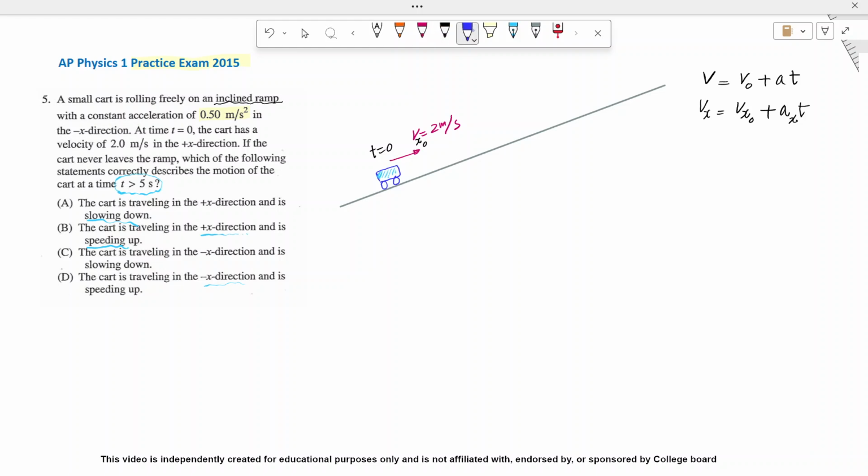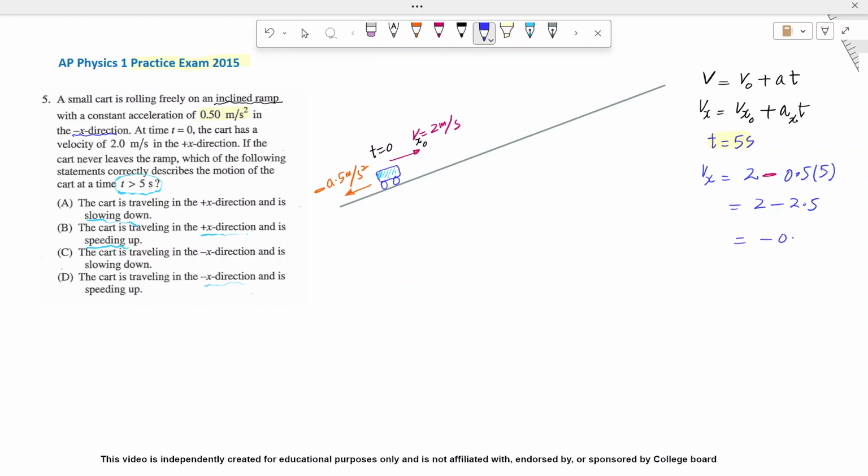So for example, at t equal to 5 seconds, what is its velocity? Its velocity is 2 plus acceleration, which is negative, because acceleration is directed backward, meaning this cart is slowing down. Because there is some force which is opposing the motion of the cart. So we should write here 2 minus 0.5 times 5. So it is 2 minus 2.5, and that is negative 0.5 meter per second.